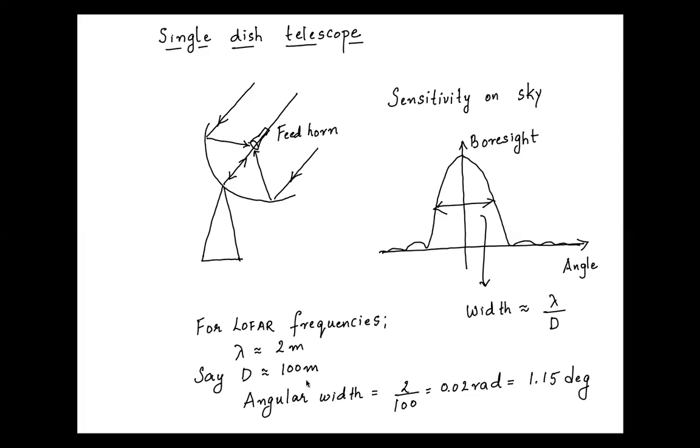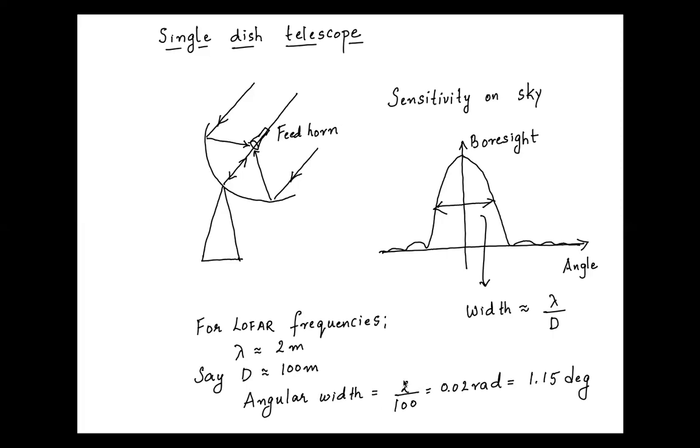Now, at lower frequencies, the wavelength is quite large. It's about 2 meters, roughly the size of a human being. And let's suppose we build a dish which has 100 meters in diameter. That's a pretty big dish. It's not easy to structurally build a dish so big. But let's suppose we do that.